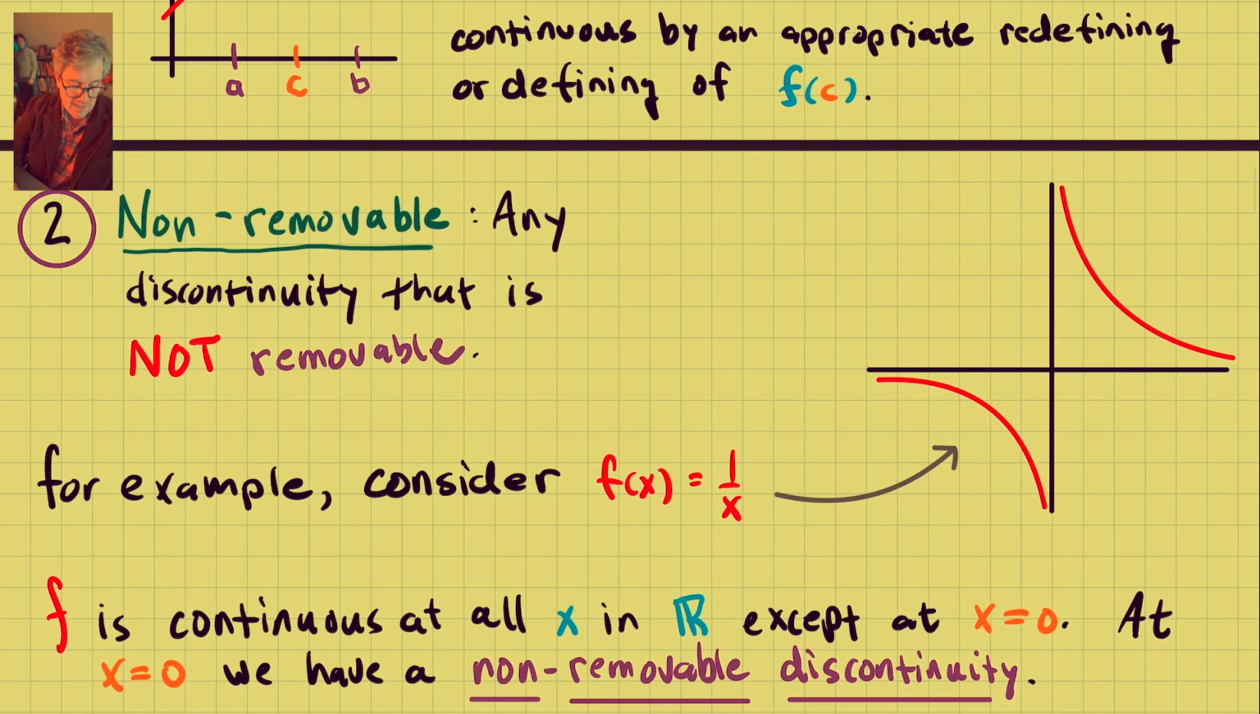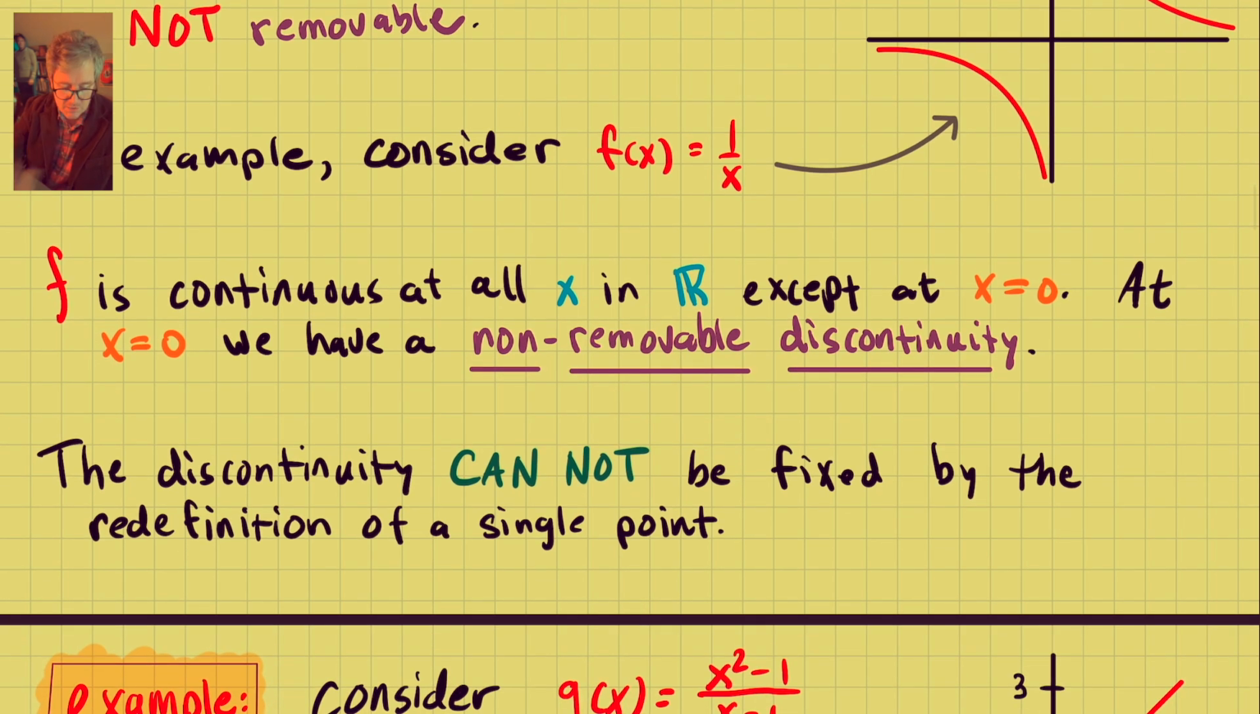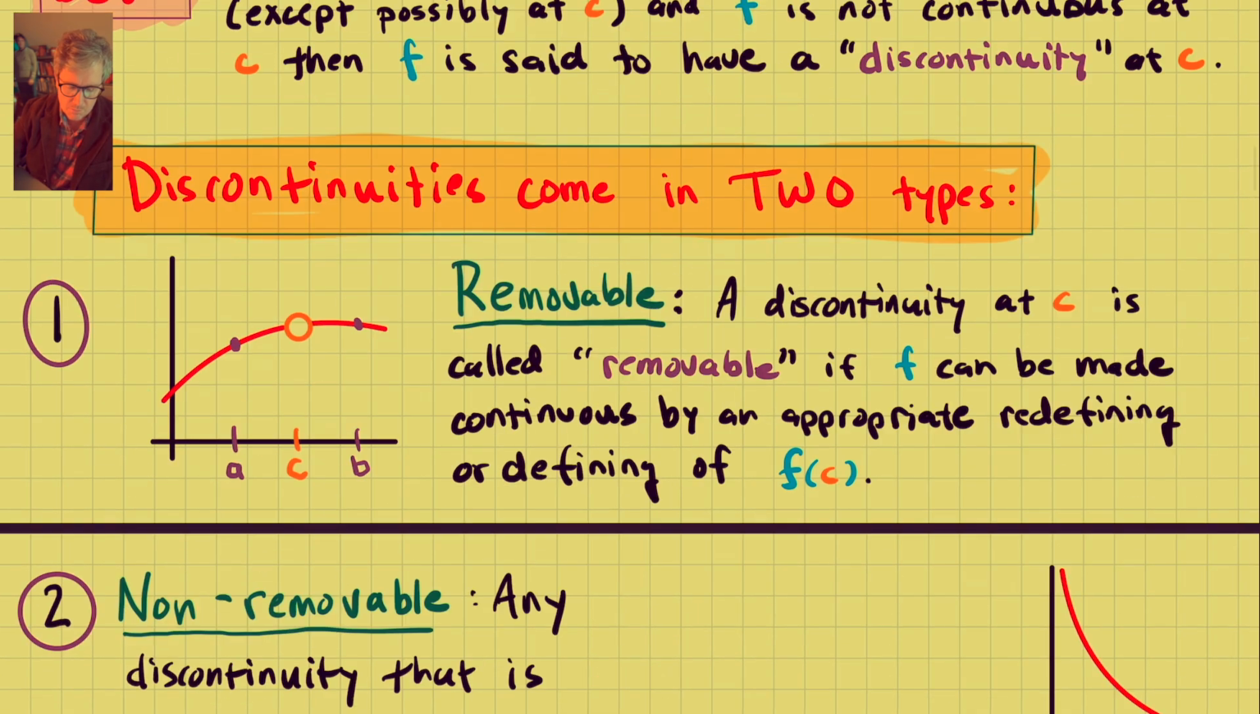So in this case, f is continuous at all x that are real numbers, except at x equals 0. At x equals 0, we have a non-removable discontinuity. This discontinuity cannot be fixed by the simple redefinition of a point. This is one example where you have a giant asymptote right in the middle of the domain.